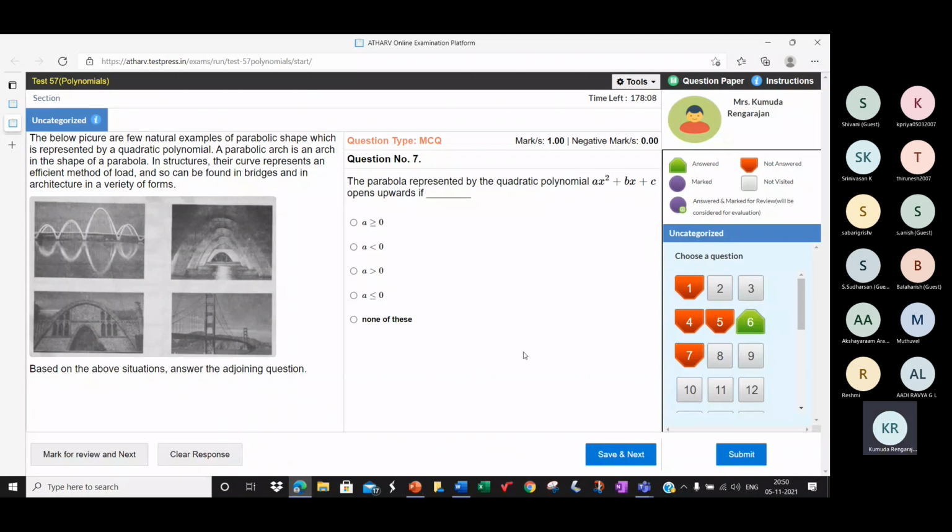The parabola represented by the quadratic polynomial ax square plus bx plus c opens upwards if A is greater than 0. Up meaning more, so greater than 0.